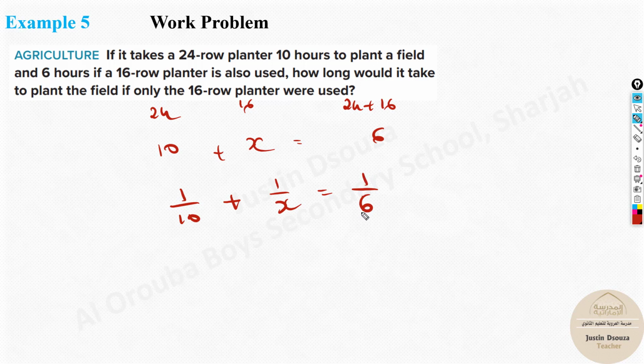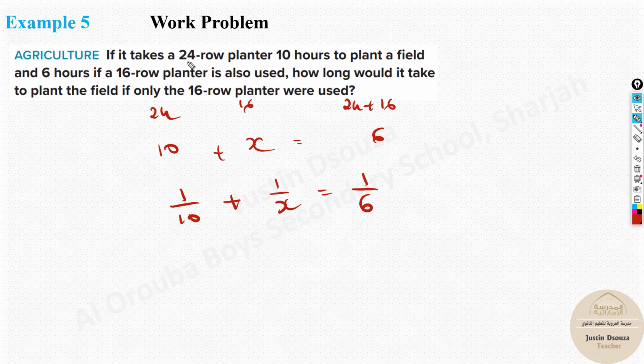So 1 by 6. So for this one work to complete, it will be 6 hours. For this, it will take 10 hours, but this we don't know how much. So if we find this x, it will be the amount of time that it will take for the 16 row to do alone. Now I'll repeat again.